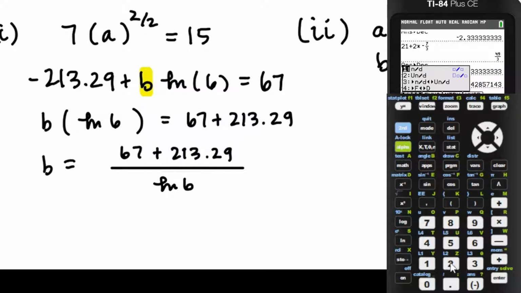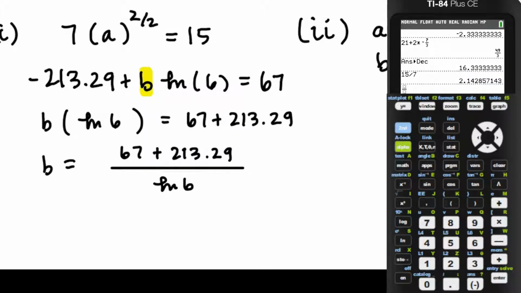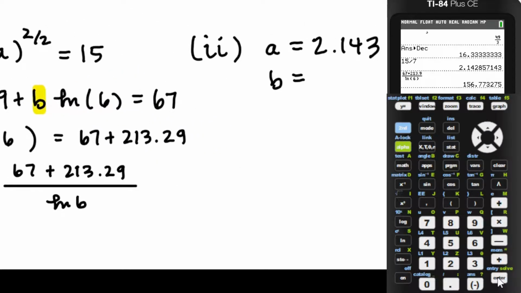Calling for a fraction bar, I'm going to say 67 plus 213.9 divided by the natural log of 6. That's going to be 156.773. Okay, so I'm going to report that over here, 156.773, but I want to verify that using the graph.